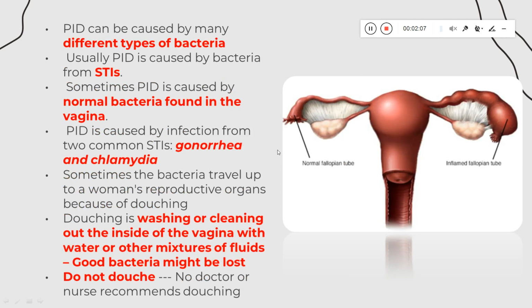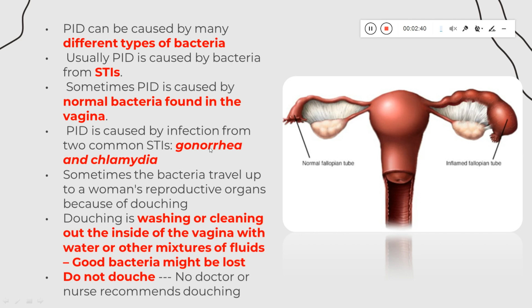As I told you, it is a sexually transmitted infection. The usual organisms causing this infection are gonorrhea and chlamydia. These are the two organisms which are commonly seen which cause this infection. This is just to show you how a normal fallopian tube looks and how an inflamed fallopian tube looks. This indicates that there is inflammation, and the inflammation is because of infection caused by the bacteria. These are the common ones which are causing this problem.